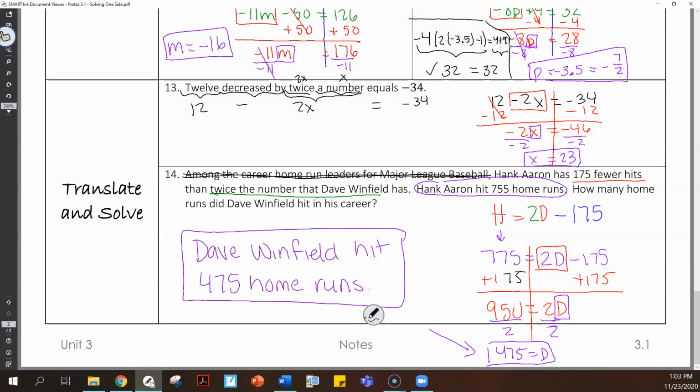Okay, we're going to do some more practice with word problems, but I just wanted to give you a little preview of what that's going to look like. So if you have any questions, make sure you write them down and bring them to class so that we can discuss them together.